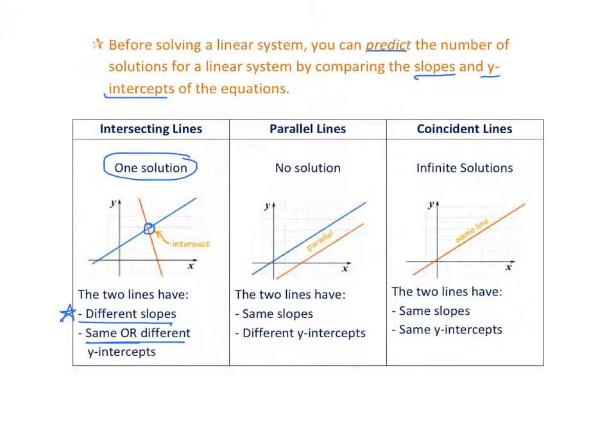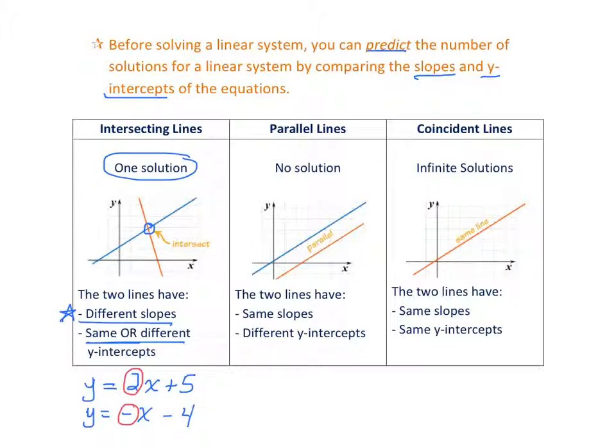Two equations might look like y equals 2x plus 5, and a line that might intersect with that might be y equals negative x minus 4. Because those two slopes are different, this one has a slope of 2 and this one has a slope of negative 1, those two lines will intersect at some point.